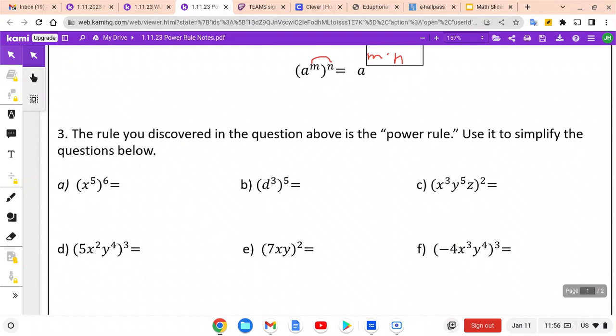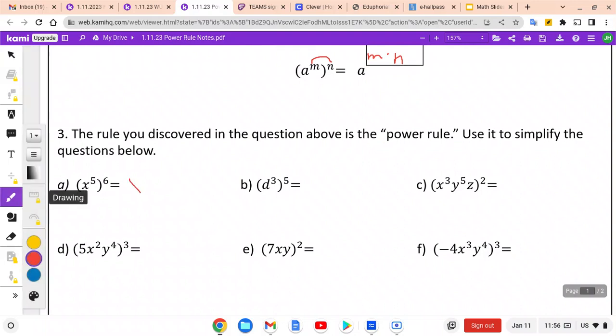Of course, there are some examples. I'll complete those really quickly. 5 to the power 6, you multiply. 5 times 6 is 30. 3 times 5 is 15. All right, now everybody inside the parentheses is to the power of 2. So you multiply. 3 times 2 is 6. 5 times 2 is 10. The invisible 1 times 2 is 2.